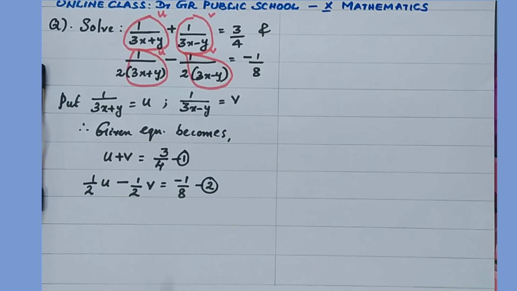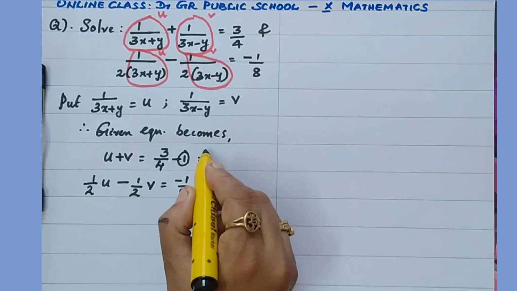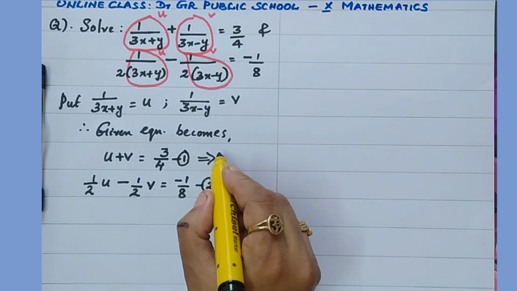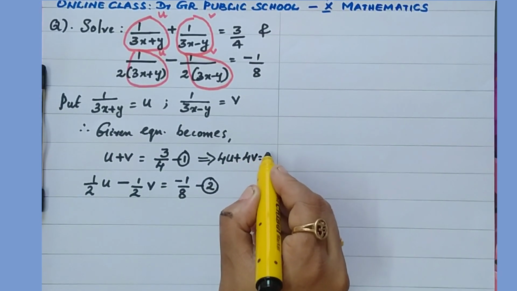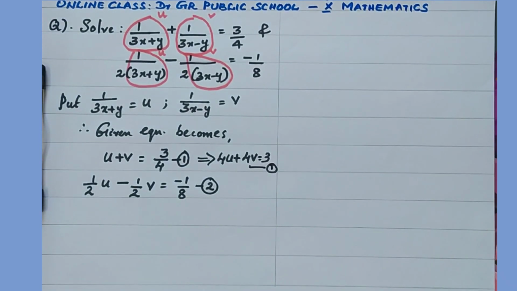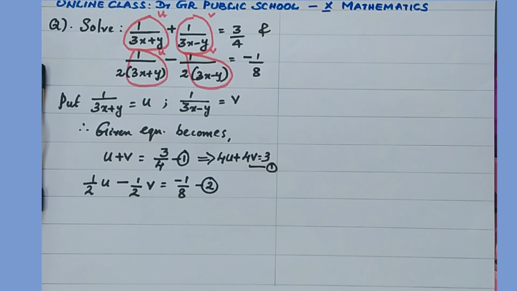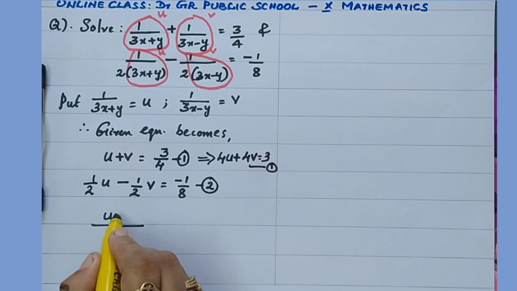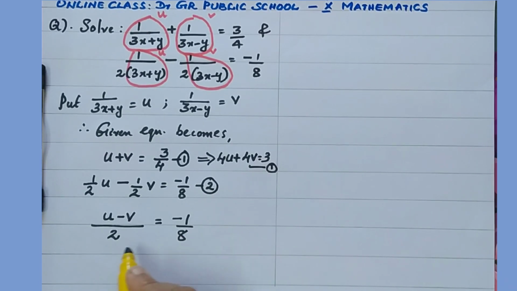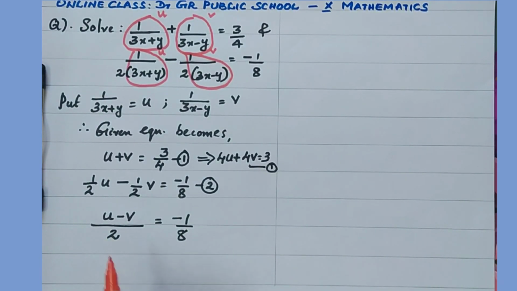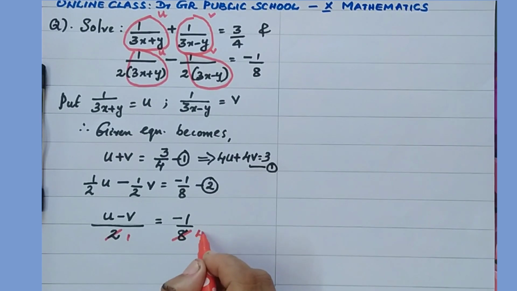Very important. Listen to equation number 1. Equation 1 you can transform by cross multiplying with a 4, you get 4u plus 4v equals 3. Actually, this is your equation number 1. 4u plus 4v equal to 3. But in the second equation, on the left side, I am going to take an LCM as 2. So here comes u minus v. And your right side is minus 1 by 8. Now, you can cancel the LHS denominator and the RHS denominator becomes 4.